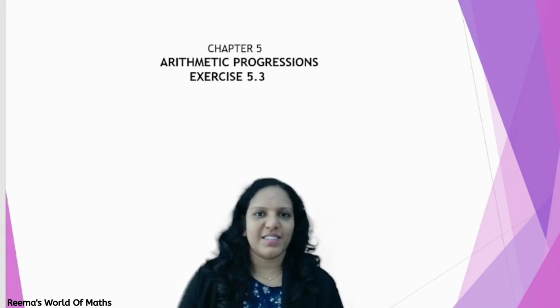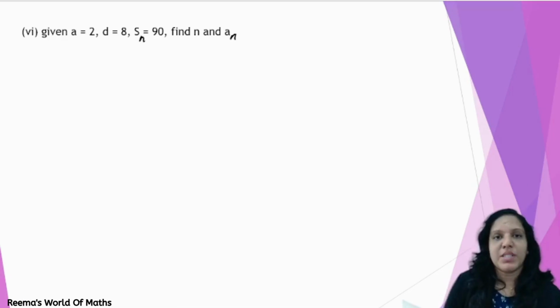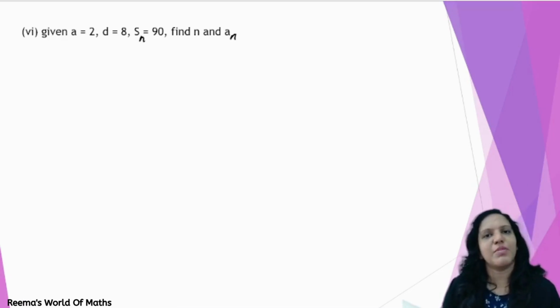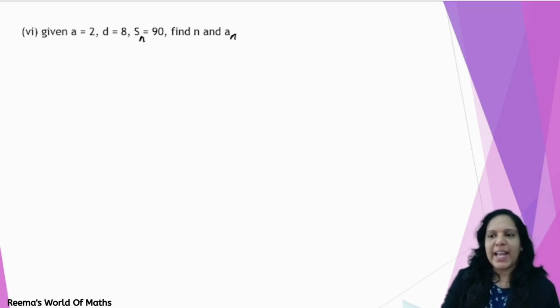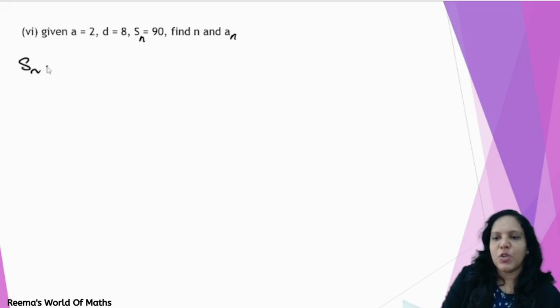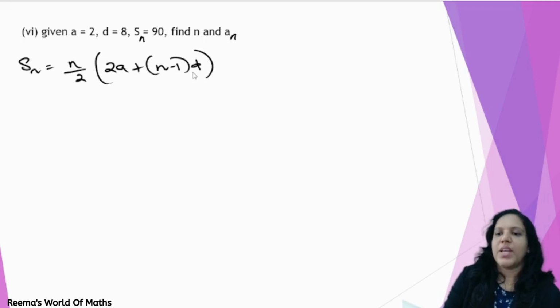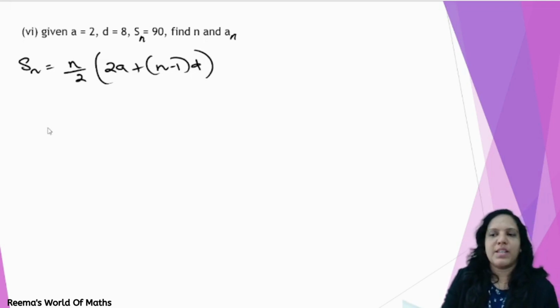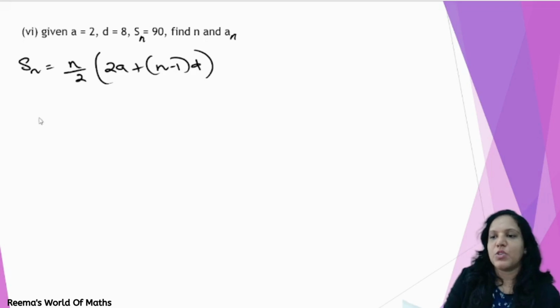So let's start. The next question is option number 6, question number 2 from exercise 5.3. We are given a equals 2, d equals 8, Sn equals 90. Find n and an. For any Sn, we know the formula is n by 2 multiplied by 2a plus n minus 1 into d. We are given the sum Sn, which is 90.